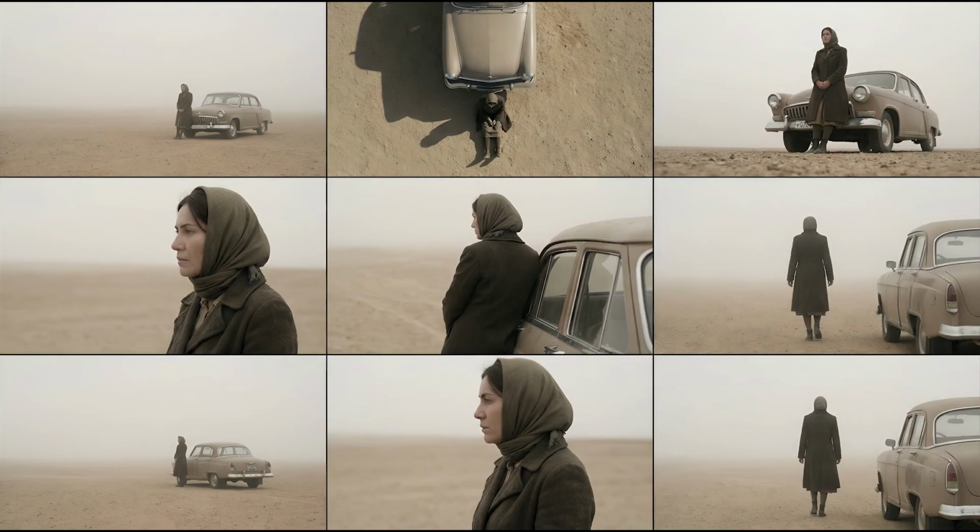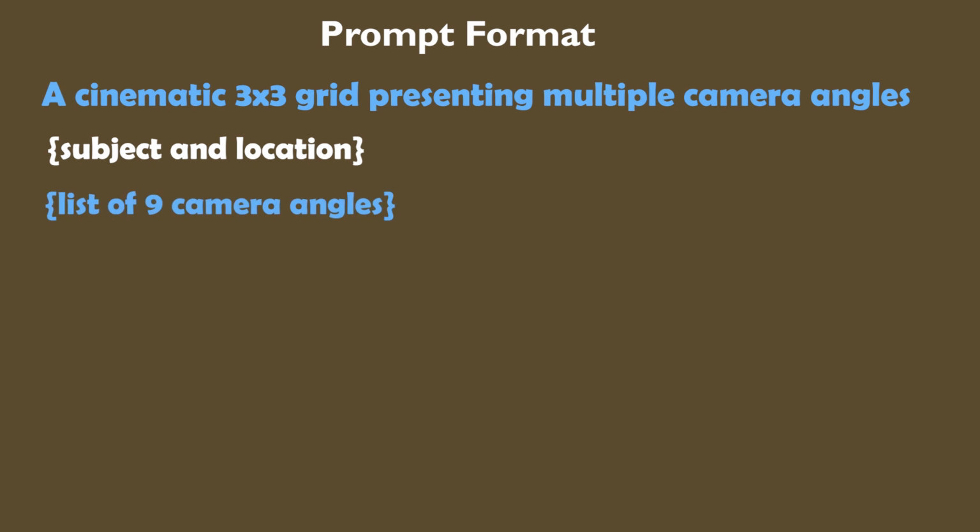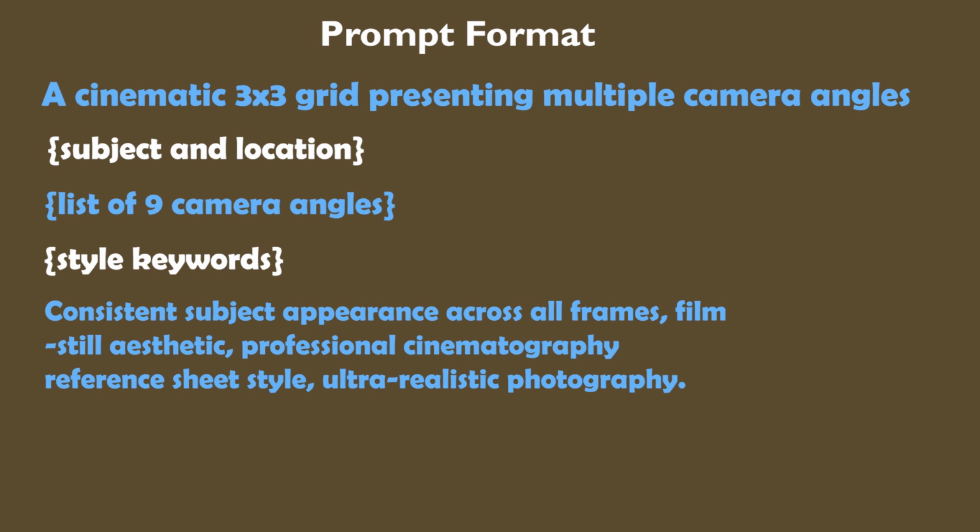How can you generate multiple shots of the same character in an image grid using Google's Nano Banana Pro image model? First, the prompt starts off with a cinematic 3x3 grid presenting multiple camera angles. That's going to tell the AI we want an image grid. Then it's followed up with the description of the subject and the location. Next is a list of camera angles. Then it's followed up with the same style keywords, and it's followed up with consistent subject appearance across all the frames, with some other style keywords behind it.